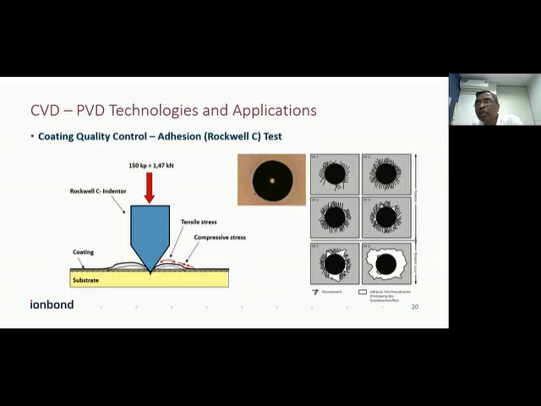So in scientific language, there are six figures. Out of these six figures, they are called HF 1, 2, 3. Up to these three levels, we can say that the adhesion is good. And if we see more peeling off around the indentation, then the adhesion of that coating on the substrate is not good. So this is the test one can use.